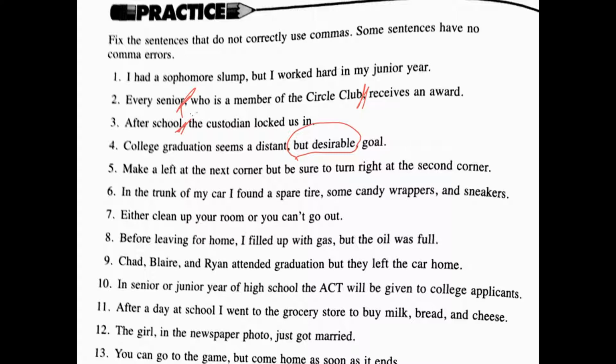Amy, come on. I said put a comma before but. Yeah, put a comma before but. You have make a left at the next corner as an independent clause. Be sure to turn right at the second corner as another independent clause. Two independent clauses, join them with a comma and conjunction. Cool?